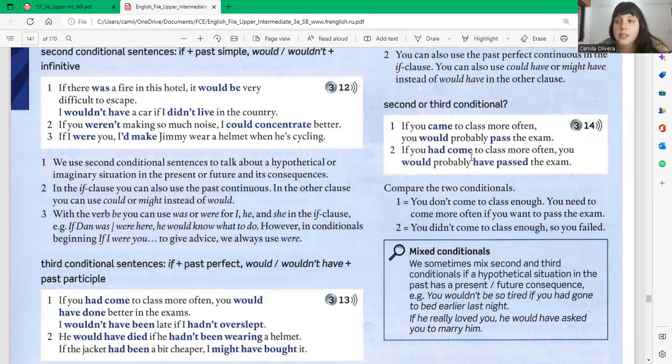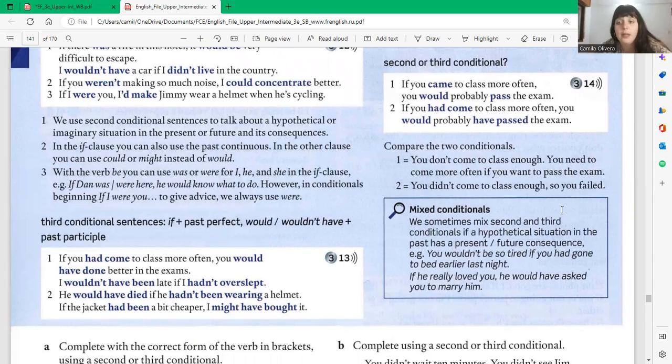We have to think of whether these sentences are second or third conditional. If you came to class more often, you would probably pass the exam. So this is second conditional because we have the past here, and here we have the would. If you had come to class more often, you would probably have passed the exam. This is a hypothetical situation in the past. The first one says you don't come to class enough. You need to come more often if you want to pass the exam. So this is something in the present that we need for future consequences. And the second one is you didn't come to class enough, so you failed. That was a past situation that didn't change.